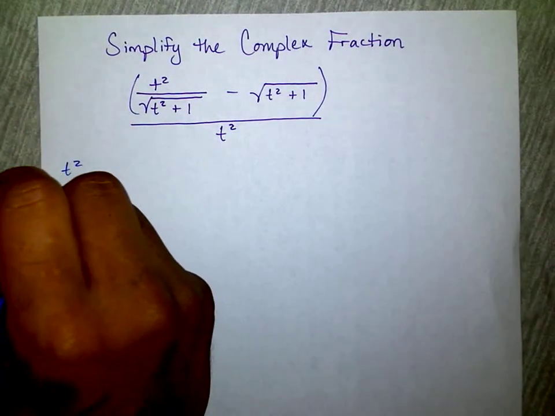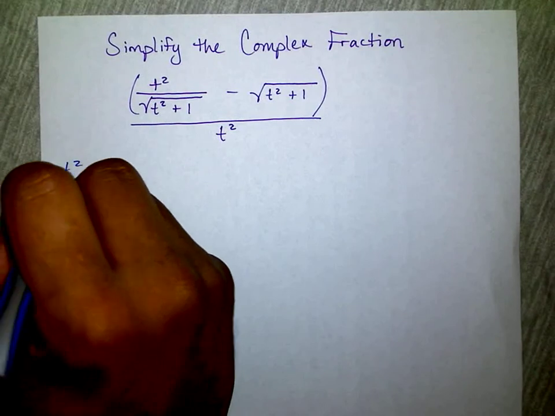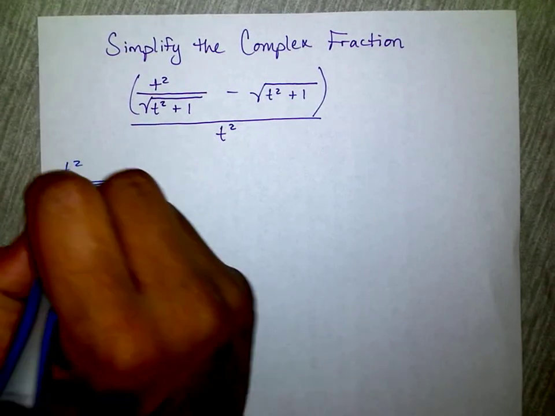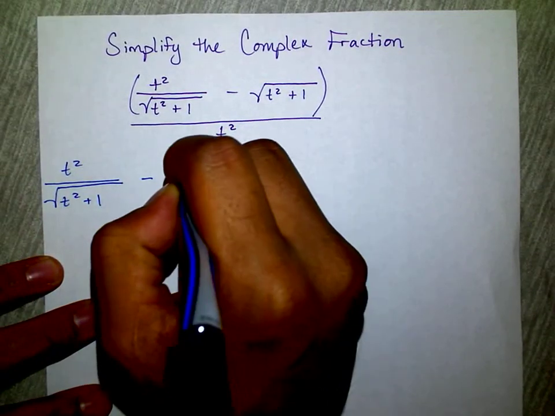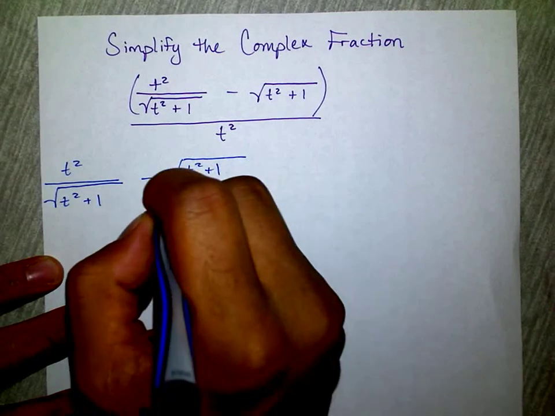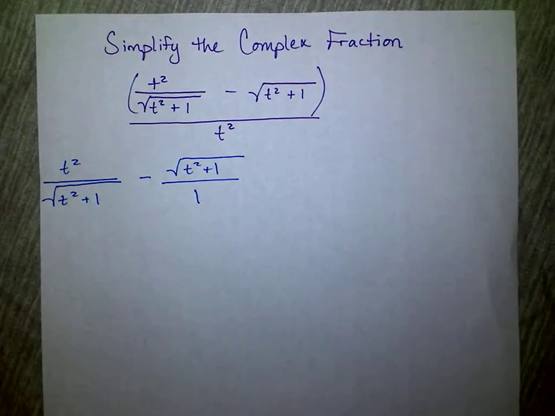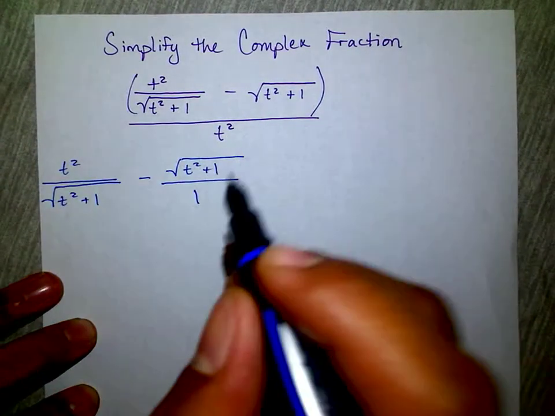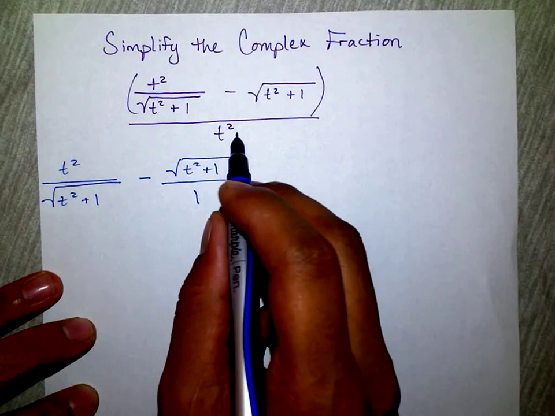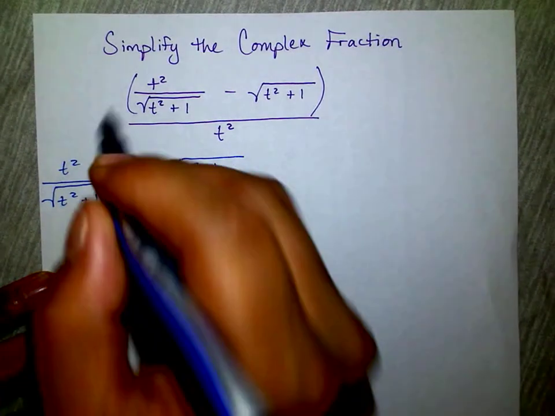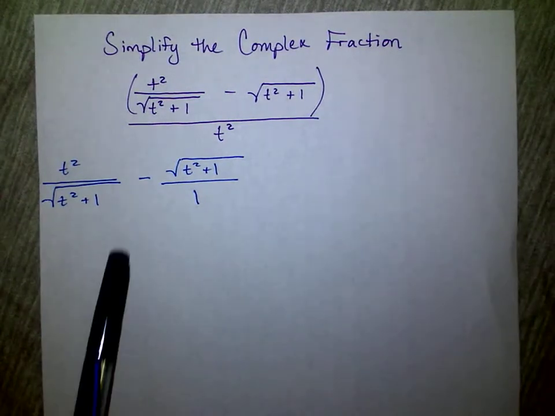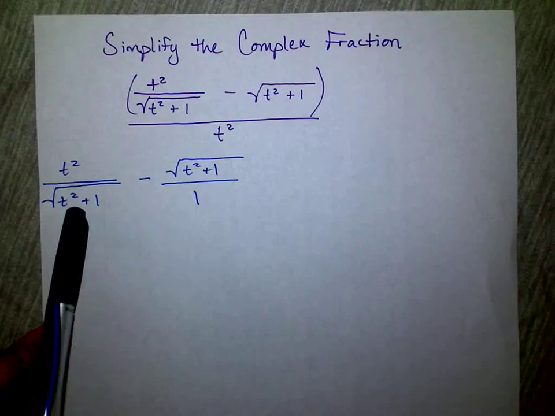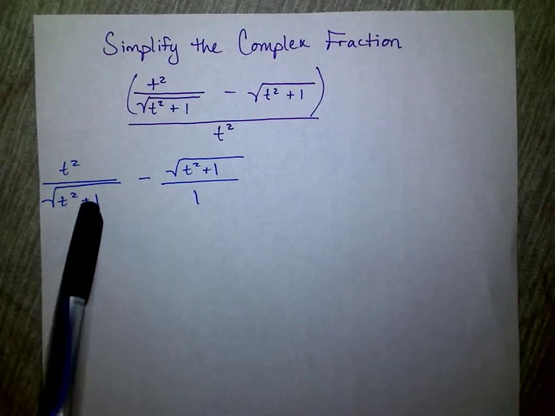So t squared over the square root of t squared plus 1 minus the square root of t squared plus 1 over 1. Okay? So I want to simplify this. This is my numerator. I'm not going to worry about my t squared yet. We're just going to simplify the numerator for right now. So remember, we want both of these to have the same denominator, and we're going to get that by multiplying those two together.